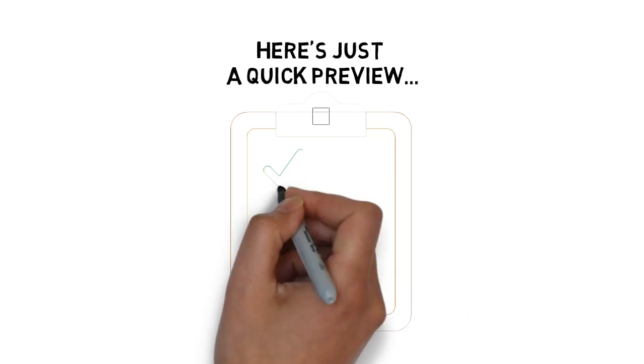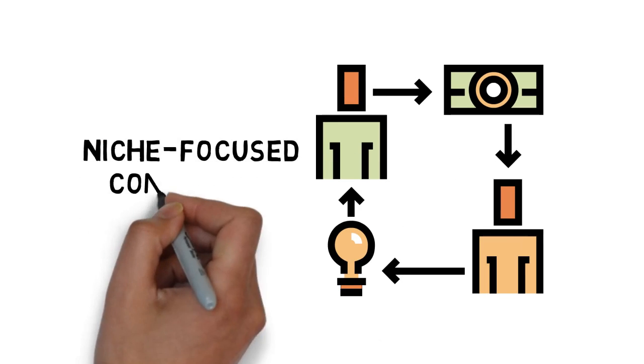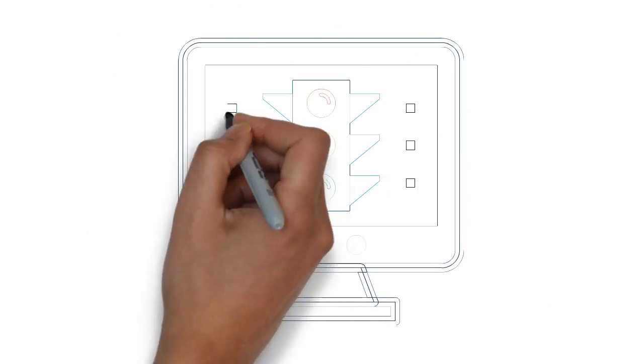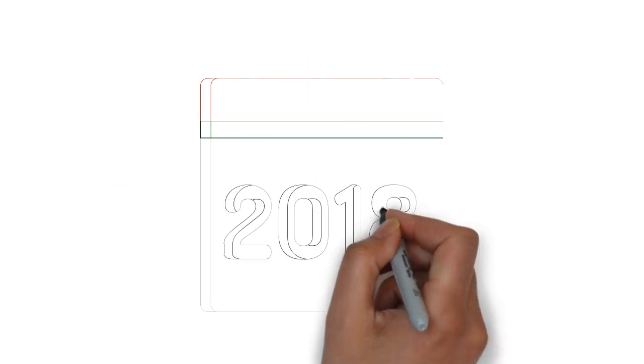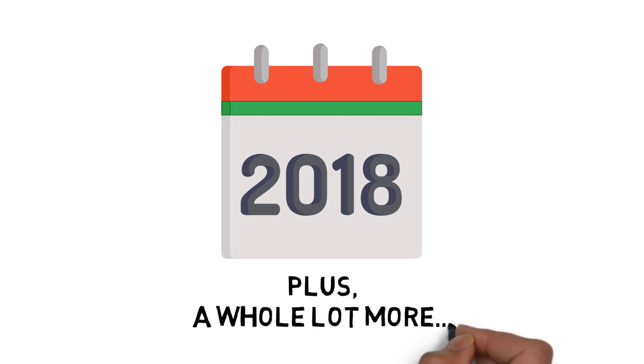Picking your niches based on ROI and other crucial factors. Picking the right affiliate program to maximize conversions. How to create niche-focused conversion systems. Traffic generation strategies. Traffic optimization strategies. The key to affiliate marketing success in 2018 and beyond. Plus a whole lot more. This is the easiest way to unleash the power of modern affiliate marketing.